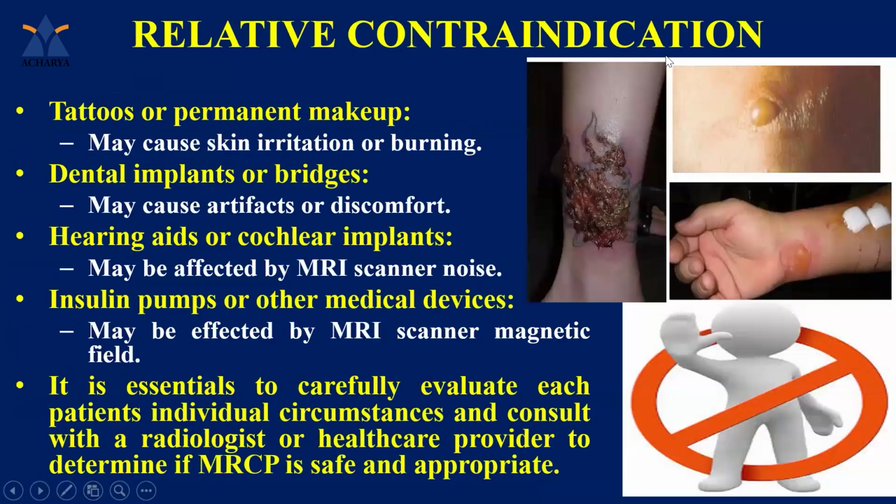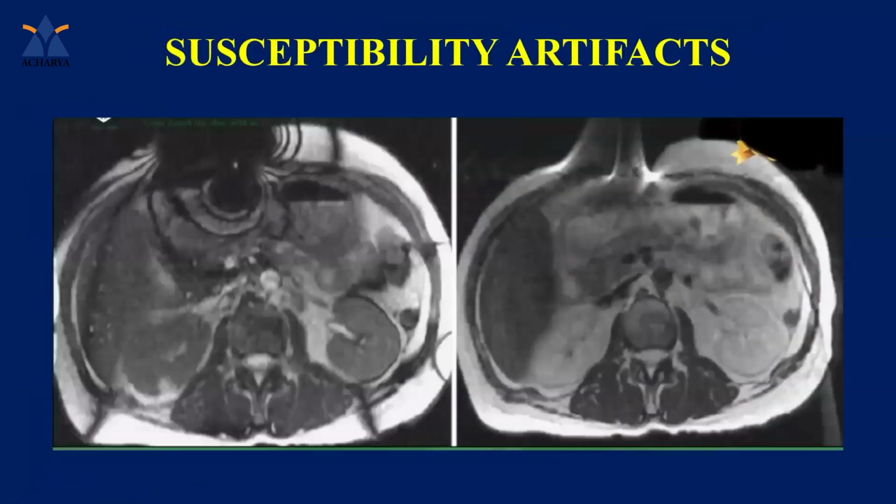So relative contraindications: tattoos or permanent makeup may cause skin irritation or burning. Dental implants or bridges may cause artifacts or discomfort. Hearing aids or cochlear implants may be affected by MRI scanner noise. Insulin pumps or other medical devices may be affected by the MRI scanner and magnetic field. So patients with any metallic implant should not enter inside the magnetic bore.